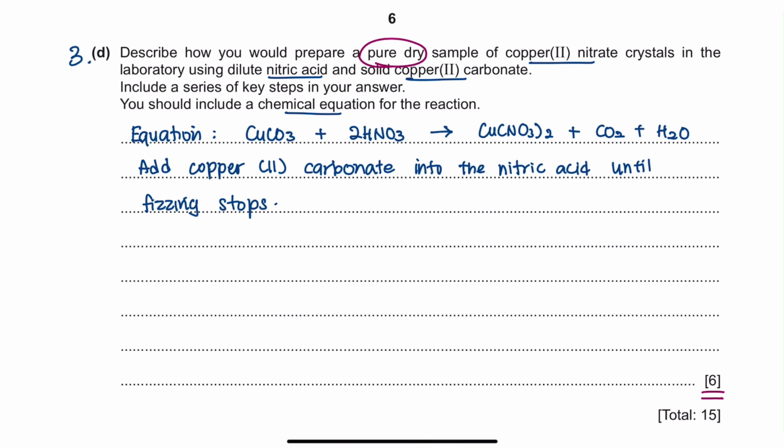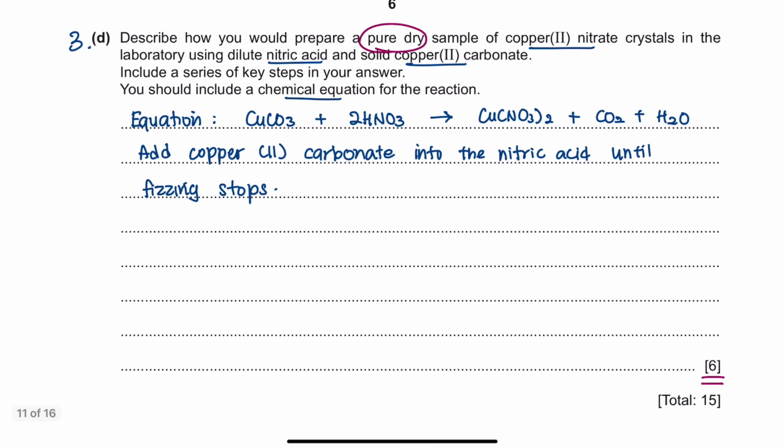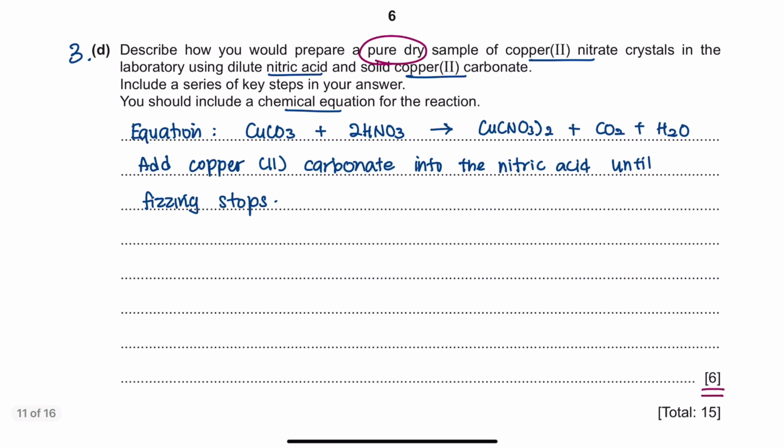Since the question gives you 6 marks, you need to explain how to prepare your copper nitrate first. So your first step would be to add your copper carbonate into your nitric acid until the fizzing stops. When the fizzing stops, this shows that the reaction has completed. Now that your reaction has completed, you can use the same steps that we discussed before: filter, wash the residue, dry the sample, and crystallize it. So your first step would be to filter out the solution, and when you filter out your solution, you will be able to separate out your copper nitrate.